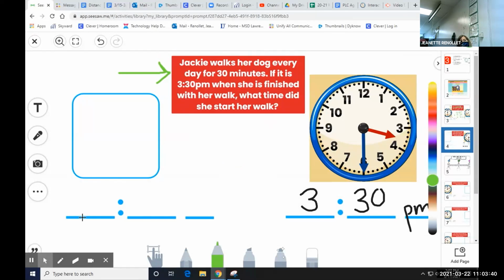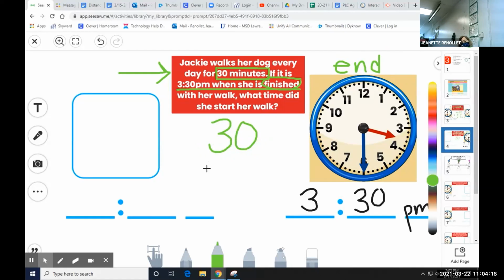When I look more closely at my problem, I see that she walks for 30 minutes. This is the time that is passing, or the time that is elapsing. My problem says if it is 3:30 p.m. when she is finished, this word finished tells me this is the end. It is 3:30 p.m. when she is done with her walk. I know that 30 minutes has passed, and that is the time it took to take her walk.